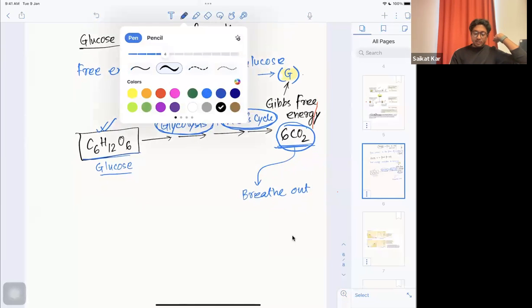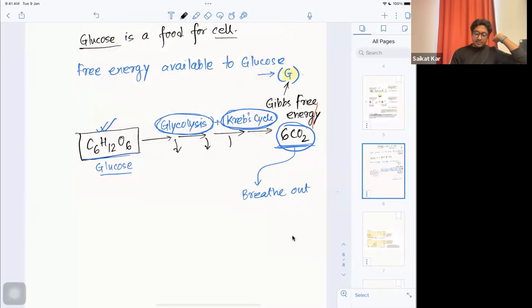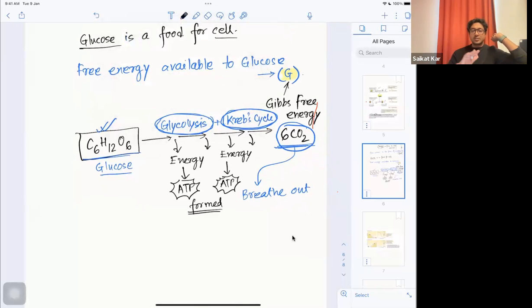But in all these steps, there is release of energy. And the cell tries to trap this energy in the form of ATP. So there are so many ATPs formed during this conversion of glucose into CO2. So the free energy available to glucose, we are denoting it by the term G.